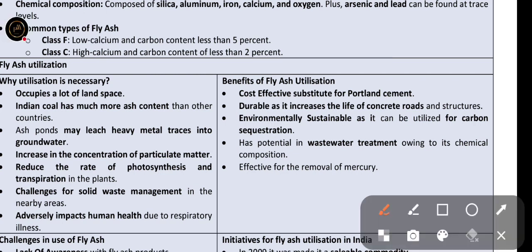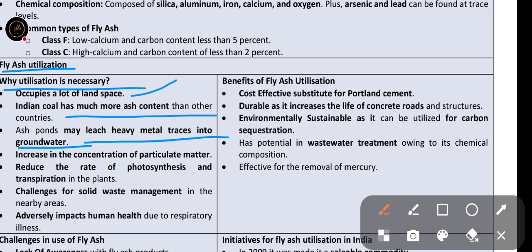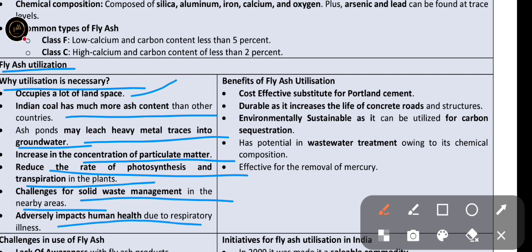Okay. And fly ash utilization, why is utilization necessary? Because it occupies a lot of land space. Indian coal has much more ash content than other countries, and ash ponds may leach heavy metal traces into groundwater, increase the concentration of particulate matter, and reduce the rate of photosynthesis and transpiration in plants. And there are challenges for solid waste management in the nearby areas, and it adversely impacts human health due to respiratory illness. Okay, so these are the reasons for the utilization of fly ash.